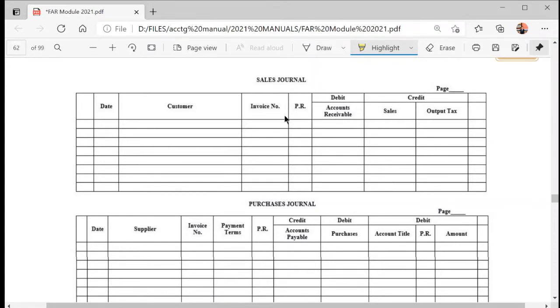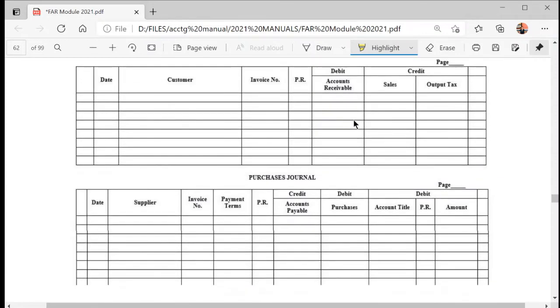For the sales journal, we have the date column, customer, and invoice. They can also add other details to identify their customer. Then you have the posting reference, where you can counter-check this record with other books of accounts. Then we have the debit and credit columns. Sometimes they exchange the columns, putting the credit here and the debit here. It depends on the company.